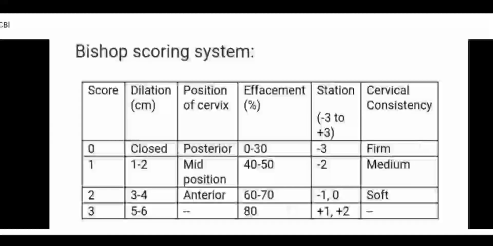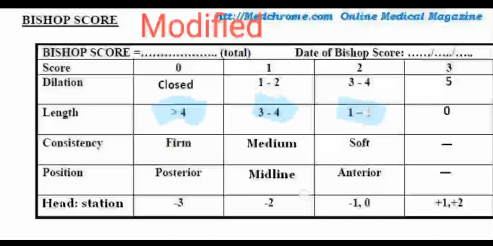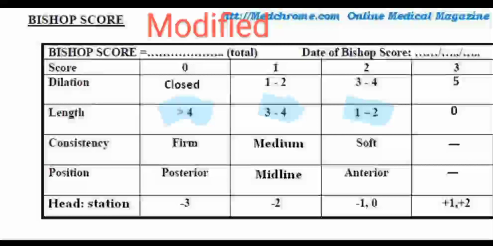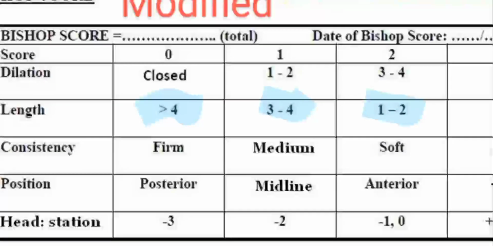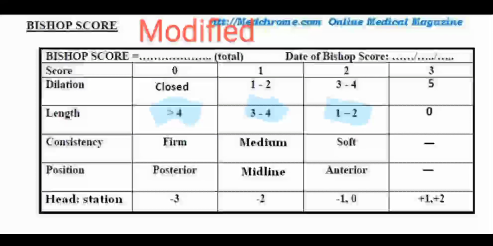Then there is the modified Bishop score. In the modified Bishop score, the effacement, which was in percentage, is replaced by the length of the cervix. In the 0 point, it is more than 4, in the 1 point, it is 3 to 4, in 2 points, it is 1 to 2, and in 3, it is 0. So the length of the cervix is decreasing. And from which number are we starting? From more than 4. More than 4, then 3 to 4, then 1 to 2. Also, we can remember it in the reverse order: 1, 2, 3, 4, and more than 4, as it was in the dilation part.